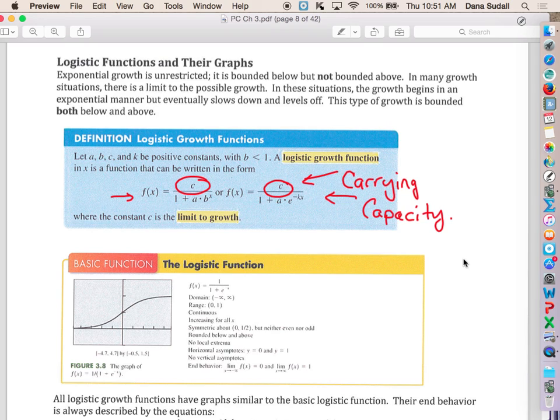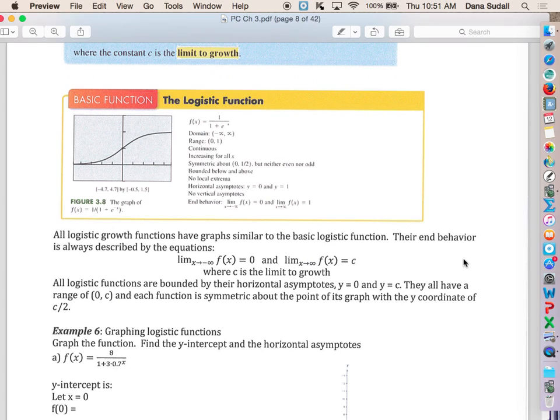So we can put these in the calculator, and you see the basic function for your logistic function here. If you look at that graph, you can see that this is 1 over 1 plus e to the negative x. Your domain is all reals. The range is from 0 to 1. What you don't see on your graph here is we have horizontal asymptotes that bound this graph. So y equals 0 and y equals 1 are both horizontal asymptotes.